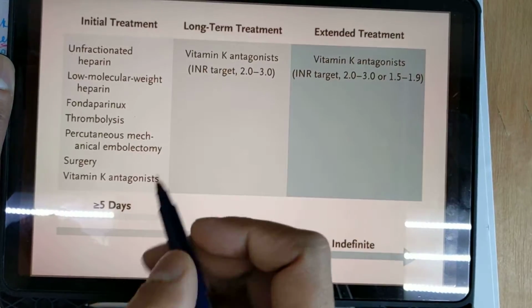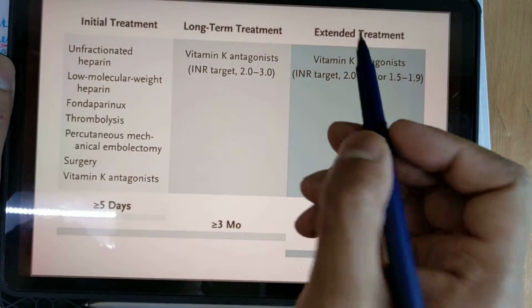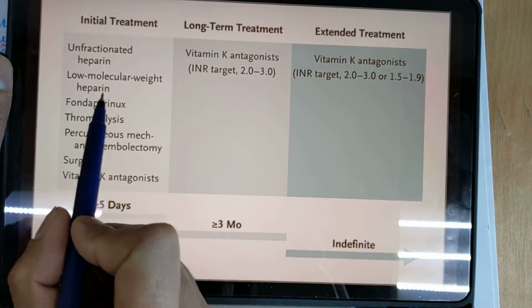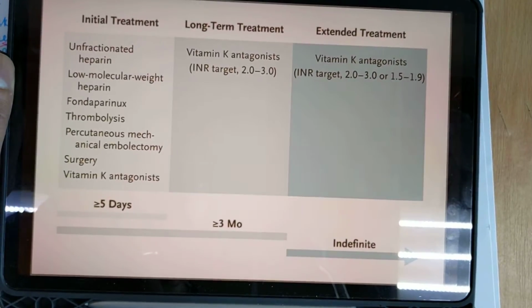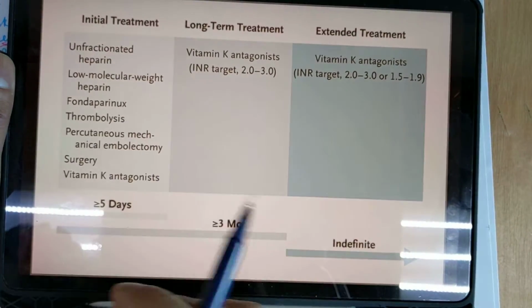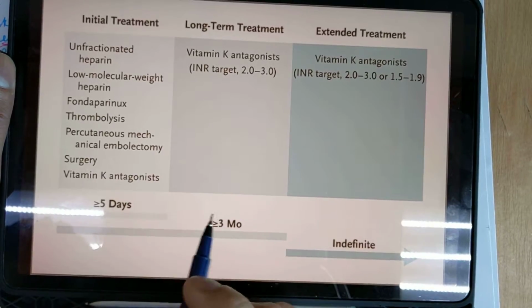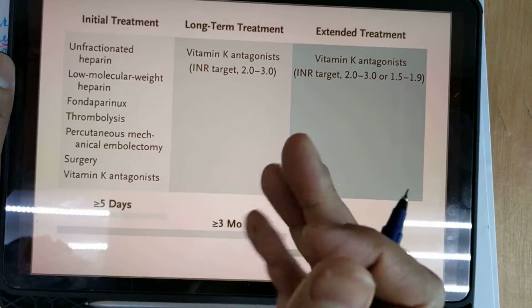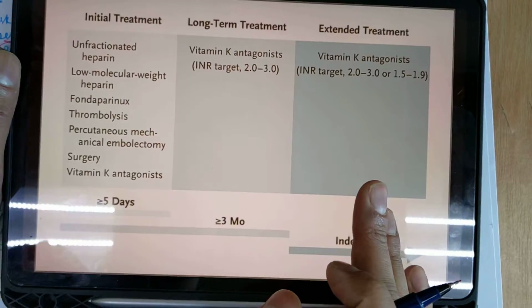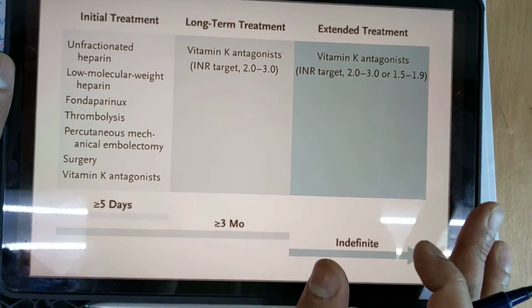And treatment, as I told you, vitamin K antagonist for long term treatment we can give, and for the initial treatment we can give heparin, as I told you, and thrombolysis, and percutaneous mechanical embolectomy can be done, that is surgery, and vitamin K antagonist can also be given in the initial treatment. And for long term treatment we have to give vitamin K antagonist.